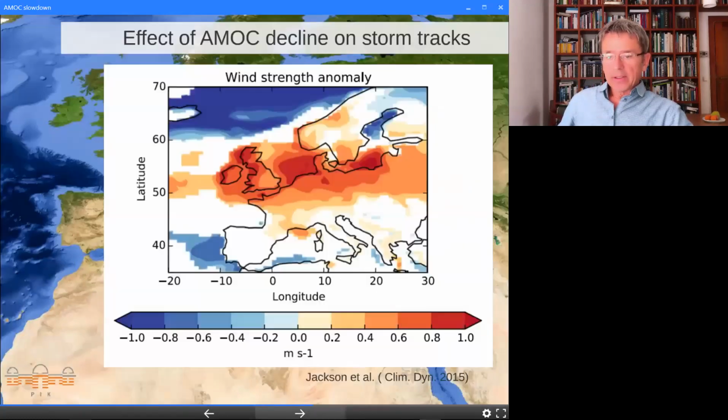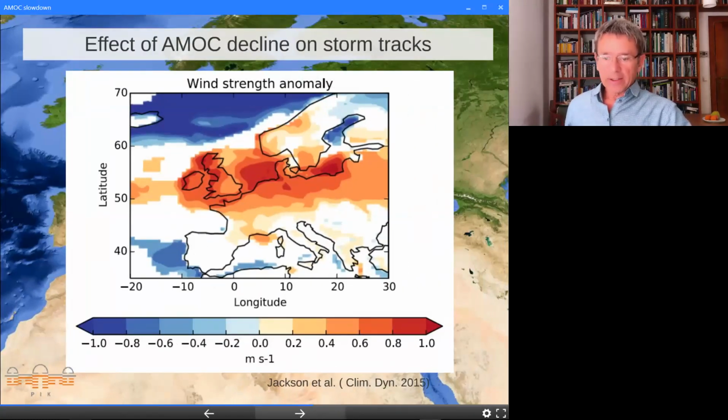Now to another effect of the AMOC decline, is a study by other colleagues from Britain, the effect on the storm track. They find there is an amplified storm activity here in this belt if the AMOC declines, and it's less stormy further up here in the Nordic seas. There are many more studies emerging on the effects of AMOC slowdown, and we're looking into that ourselves as well.